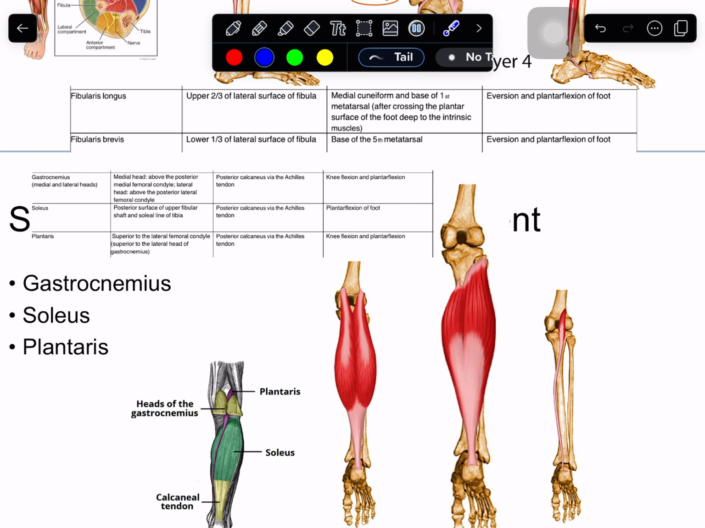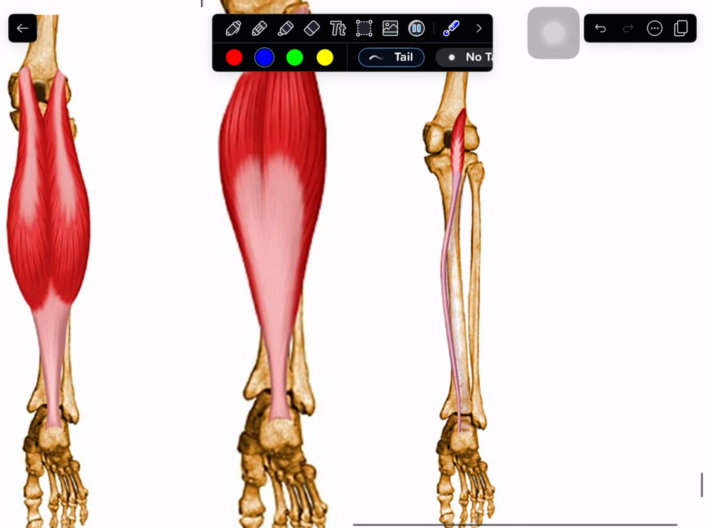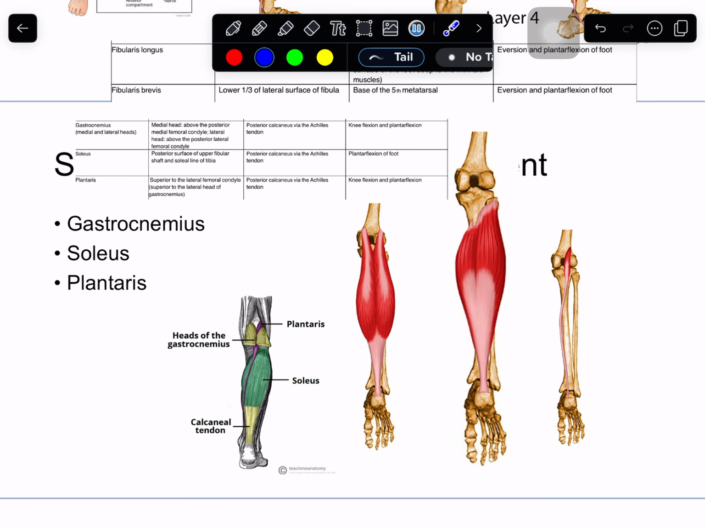It's kind of an accessory muscle. We see a very small muscle belly here, and again, it's originating from the lateral epicondyle of the femur. Very, very small muscle belly and a very long, thin tendon here. And that is going to insert as part of the Achilles tendon as well. So all of these three muscles are going to converge or go into the Achilles tendon, right, which is going to insert into, again, the posterior portion of the calcaneus.